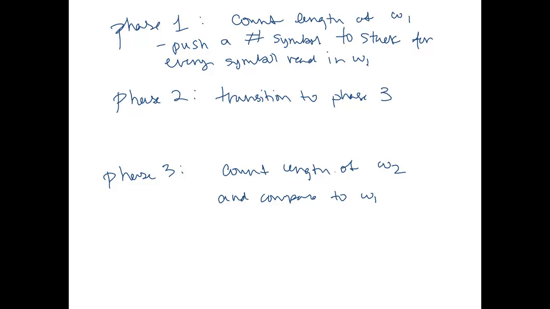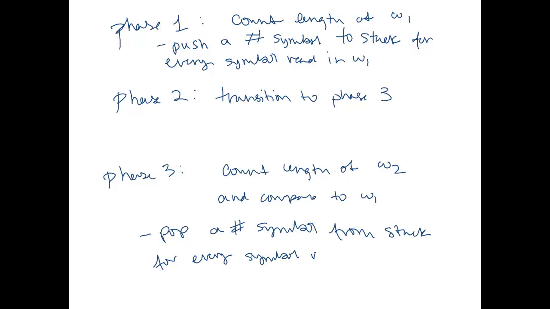Phase 2, I say here transition to phase 3. Let me skip that one for a minute. Phase 3, we need to count the length of W2 and compare it to W1. We actually do this in one step. We're going to pop a pound symbol from the stack for every symbol read in W2. I haven't said how we check to make sure that they're the same, but this is what we're going to do.